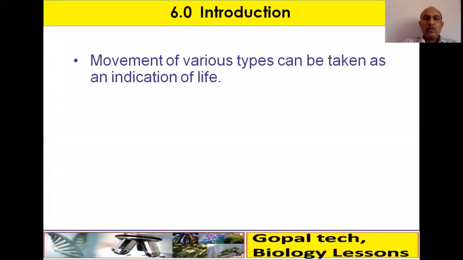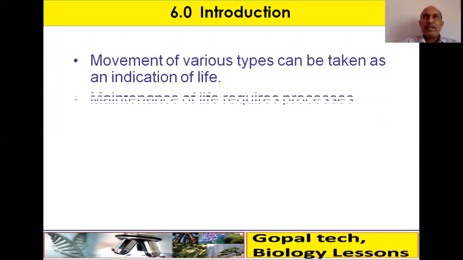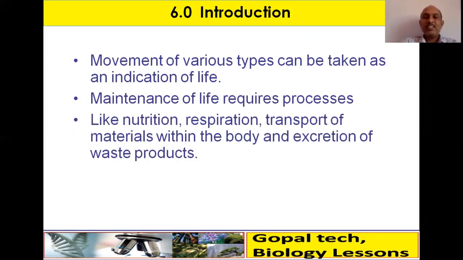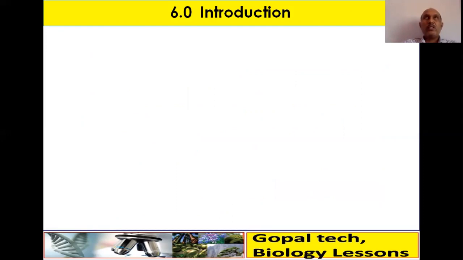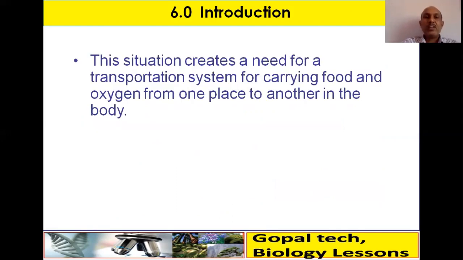Introduction. We know that movement of various types can be taken as an indication of life. Maintenance of life requires processes like nutrition, respiration, transport of materials within the body, and excretion of waste products. Food and oxygen taken up at one place in the body of the organism need to be transferred to all parts of the body. This situation creates a need for a transportation system for carrying food and oxygen from one place to another place in the body.